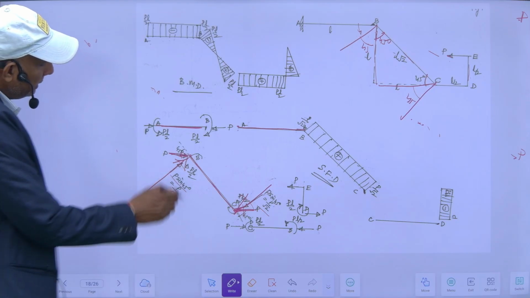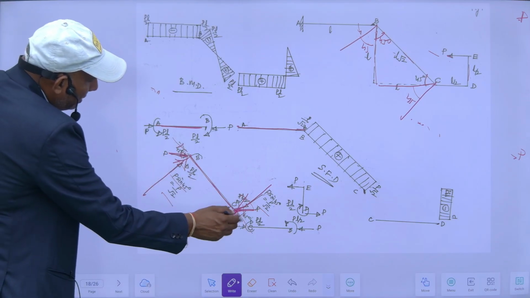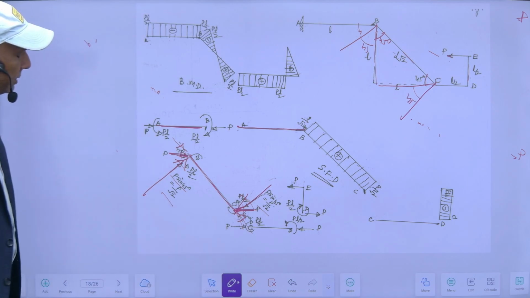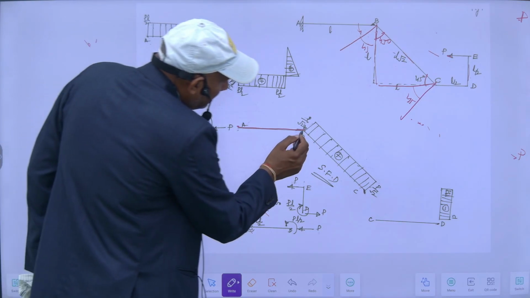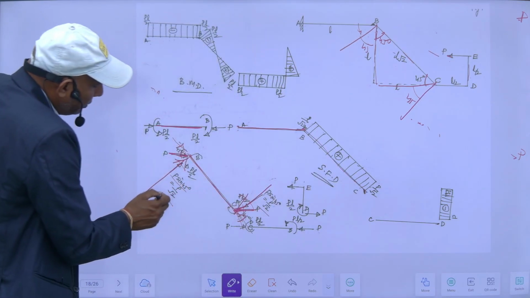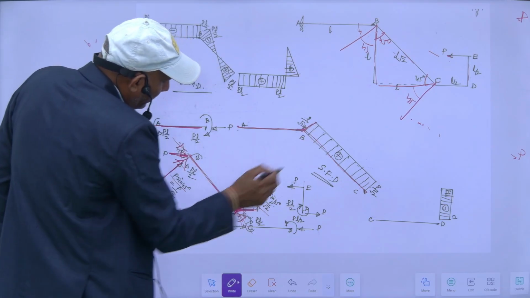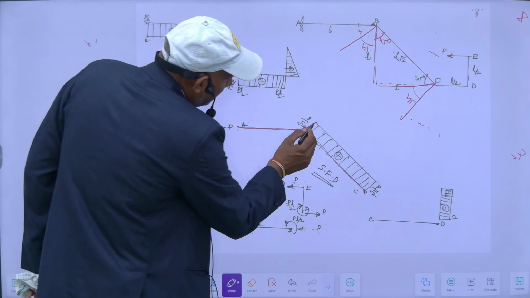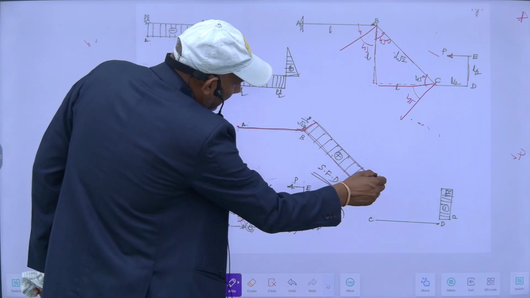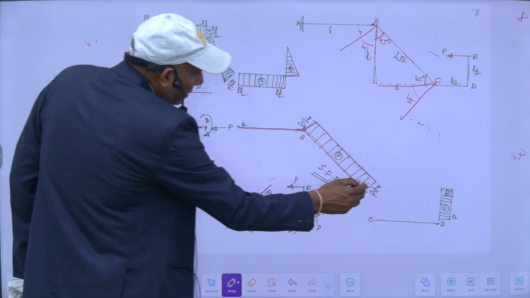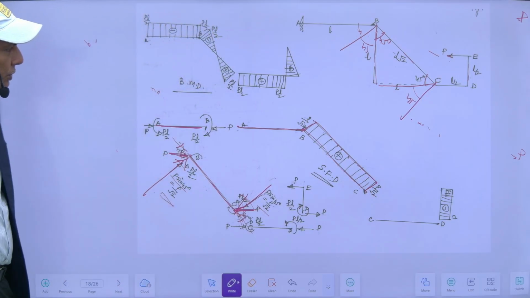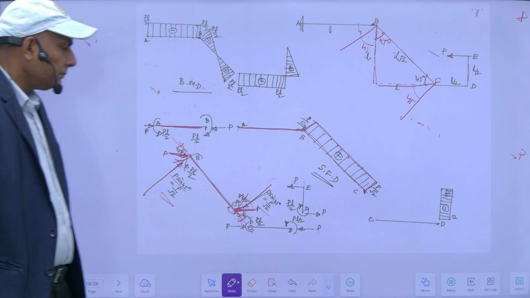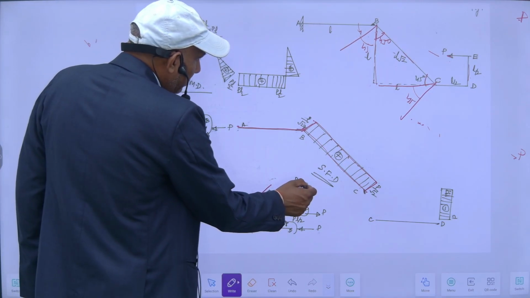This force is the axial force, I will not take into consideration for drawing the SFD. So for the shear force diagram, this is P upon root 2, and in between no extra vertical load, so it will be like this. Then again it will be P upon root 2. So this is the shear force diagram for this portion.